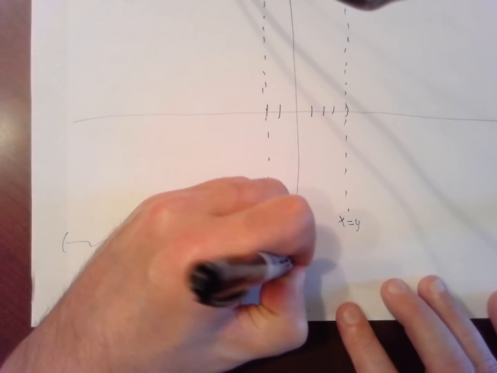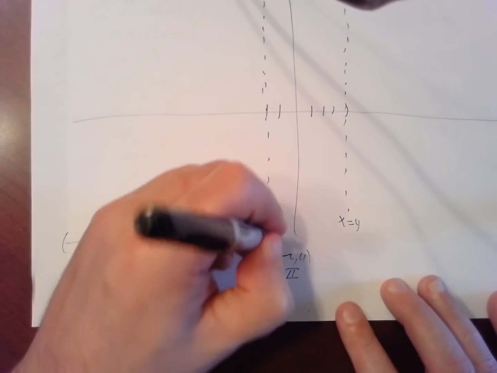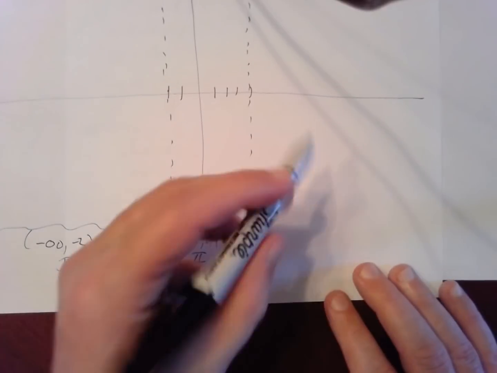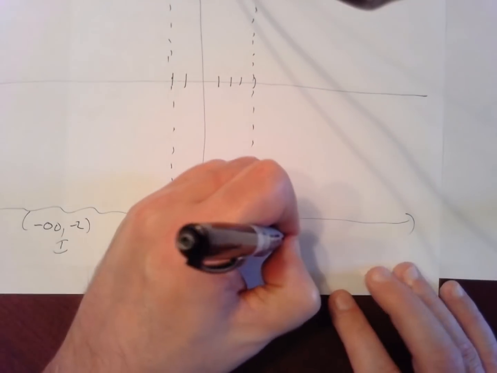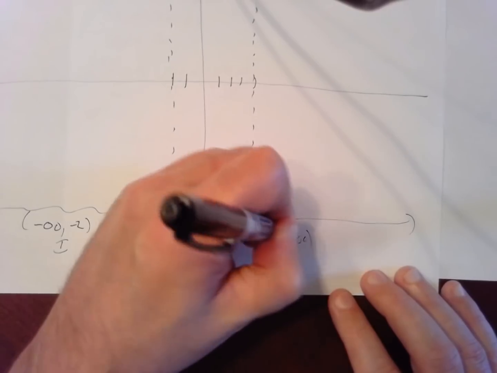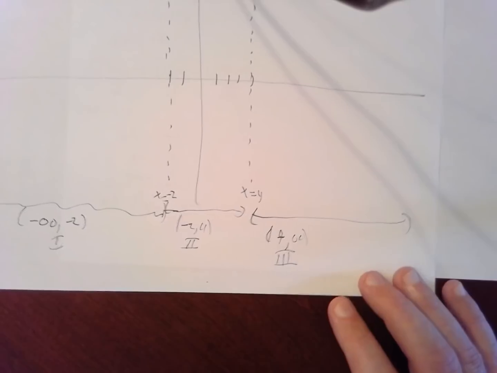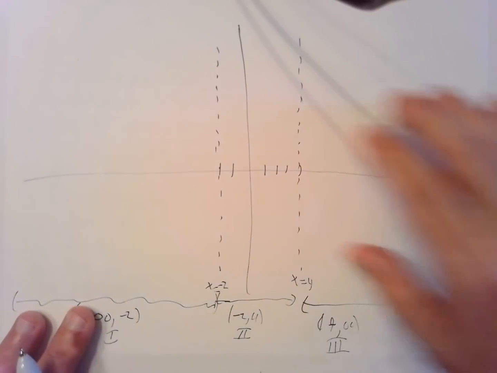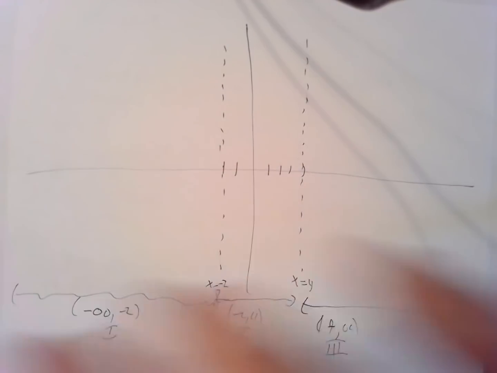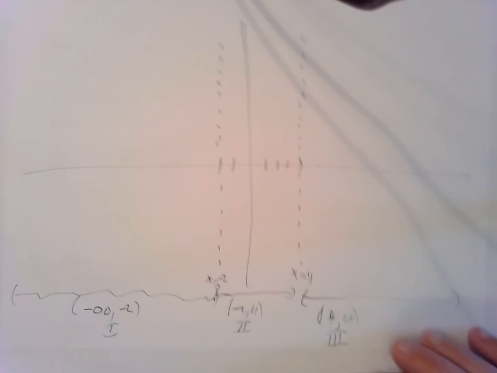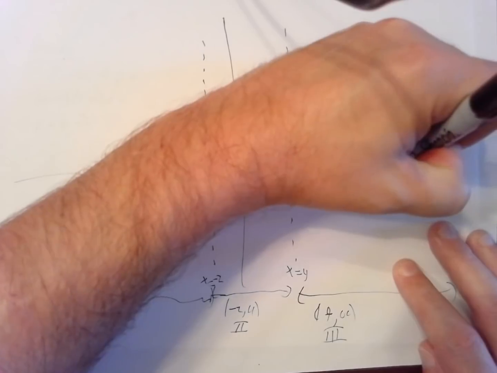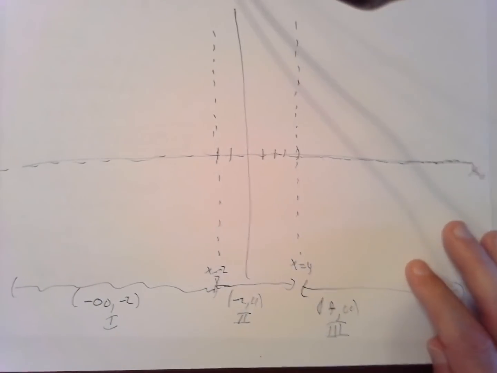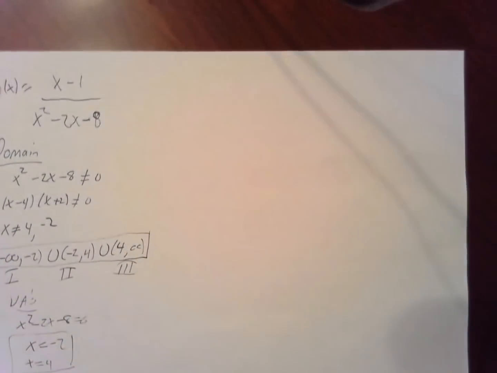Then I've got negative 2 to 4. That's what I called section 2. That's all this stuff in between the asymptotes. And then all of this stuff here was 4 to infinity. I called him section 3. That's what the vertical asymptotes do. They break your entire xy plane up into different regions of domain. We graph each region separately. Okay, our horizontal asymptote was y equals 0. That's just the x-axis. Okay, moving on. We find our intercepts.